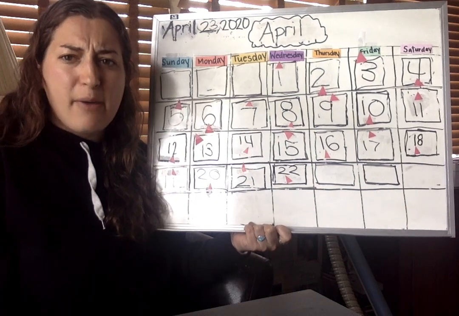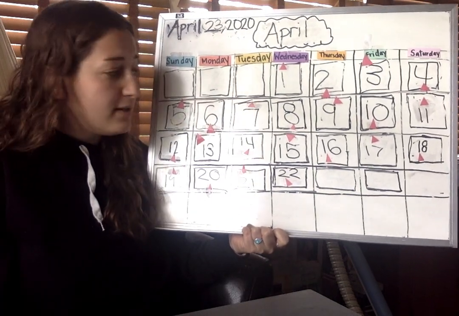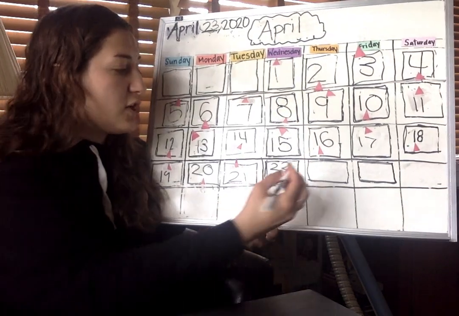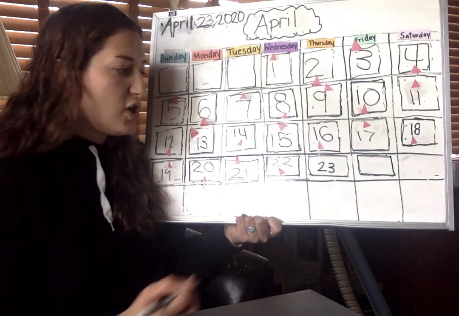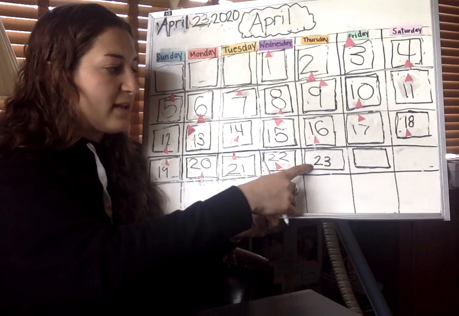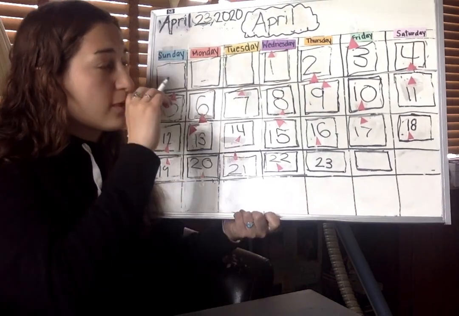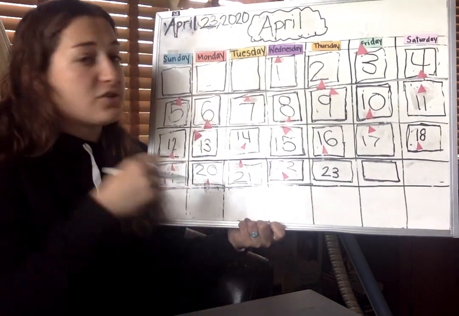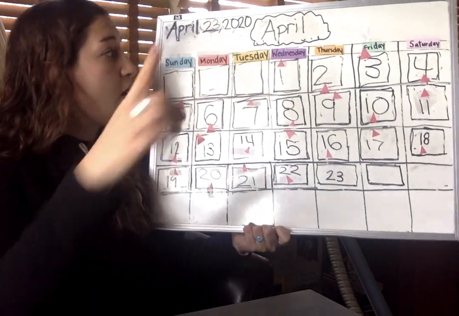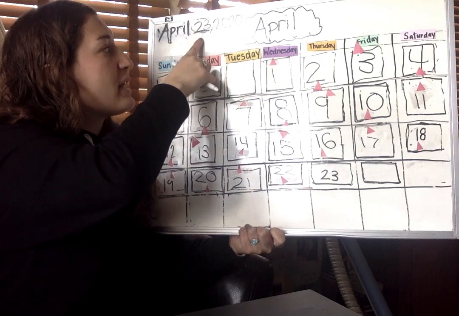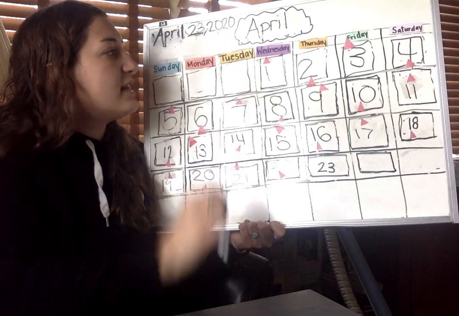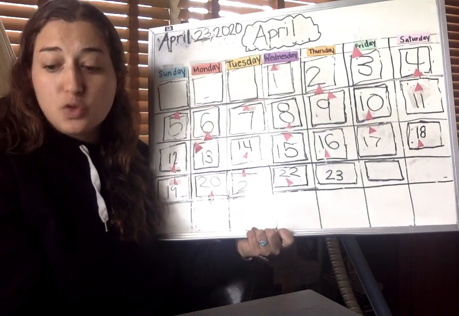Can somebody tell me how I can write my number 23? You are absolutely correct. A 2 and a 3 makes 23. I wrote my 2 and a 3. That makes 23. So one more time, Kipsters. Today is Thursday, April 23rd, 2020.